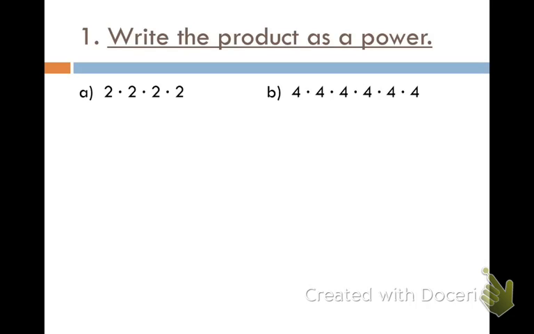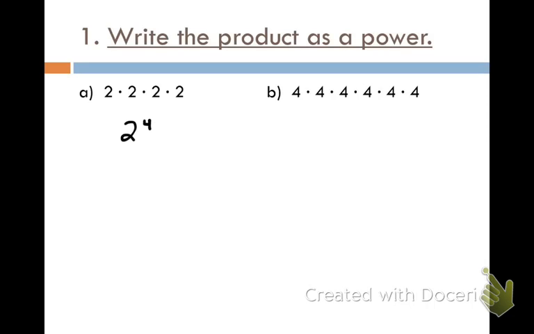Read me the definition of a base. The number being repeated. Look at problem A. Which number is being repeated over and over again? A 2. Okay, so let's go ahead and write down 2 is our base. Then you have to give it an exponent. Remember, the exponent is how many times that number is repeated. How many times was it repeated? 4 times, okay?